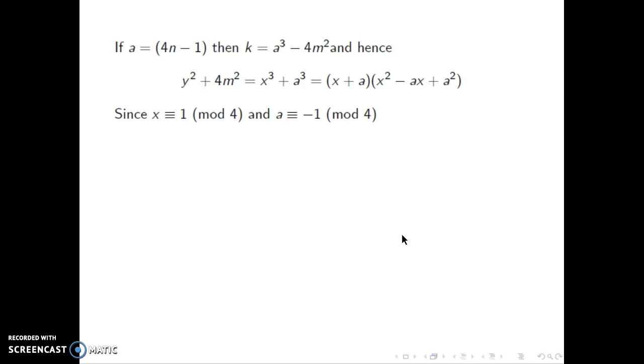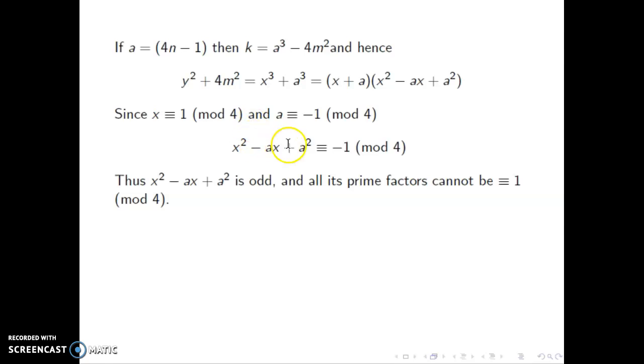Now I am going to take a as 4n minus 1. Then k is equal to a cube minus 4m squared. And therefore y squared plus 4m squared is equal to x cubed plus a cubed. I am just substituting back in that equation. And now this x cubed plus a cubed, of course I know, can be written as (x plus a) into (x squared minus ax plus a squared). Now I know that x is congruent to 1 mod 4 and a is congruent to minus 1 mod 4.